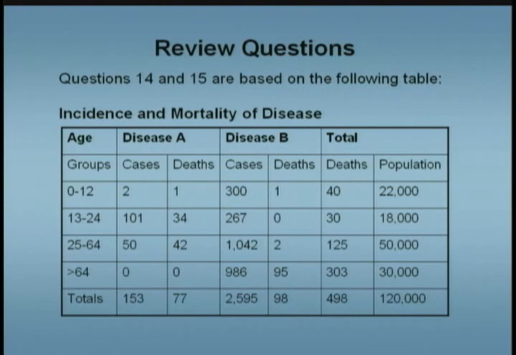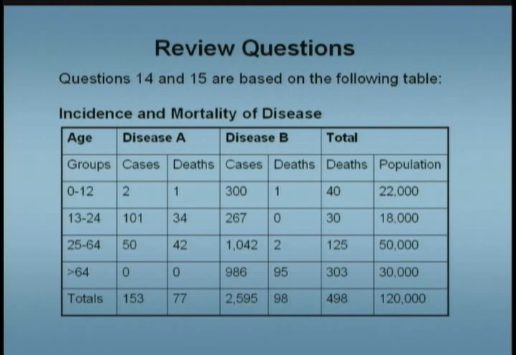Please notice the multipliers do not matter at all here. They're mere distractions, something that we're trying to get you to focus on that don't really change the answer here. There's only one possible answer. The way to get the answer, of course, is right numerator, right denominator, and then get out. 77 divided by 153. Number 15, the proportionate mortality rate for disease B.